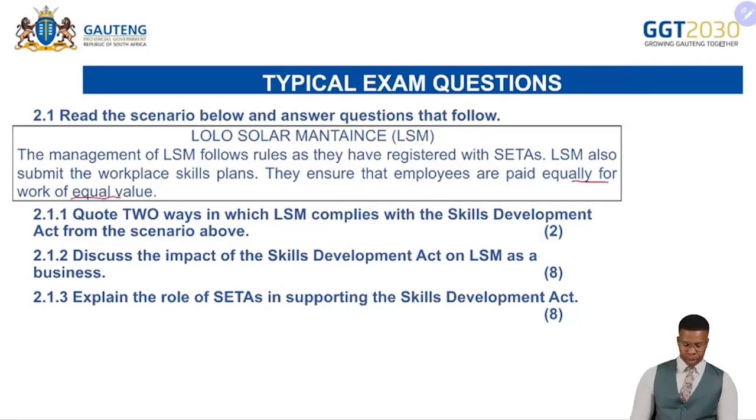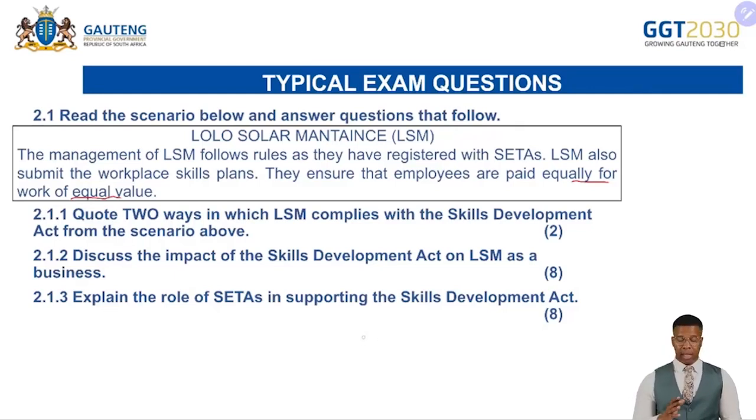Now, quote two ways in which Low Solar Maintenance complies with the Skills Development Act from the scenario above. You have 2 marks for that. 2.1.2, discuss the impact of the Skills Development Act on Low Solar Maintenance as a business, and 2.1.3, explain the role of SETAs in supporting the Skills Development Act.